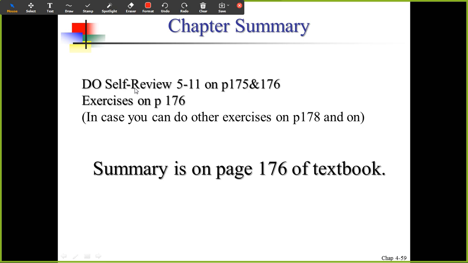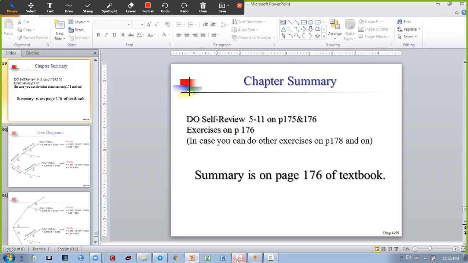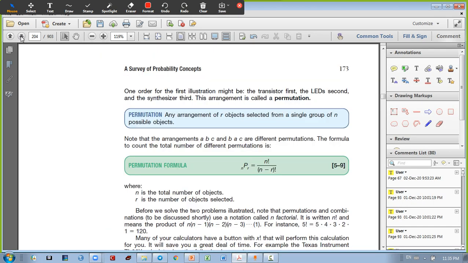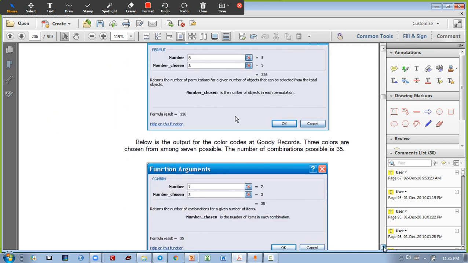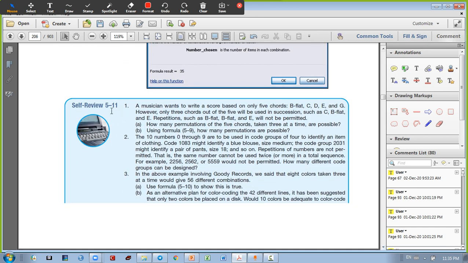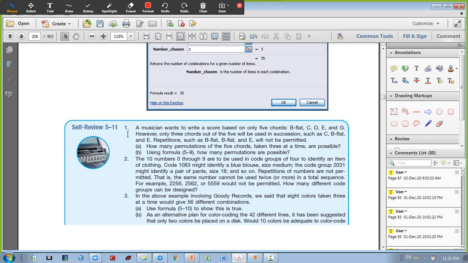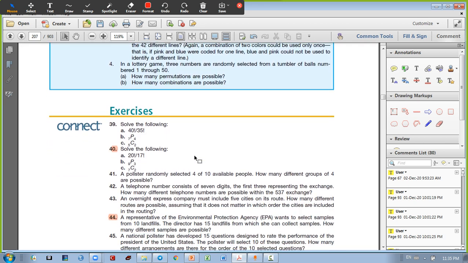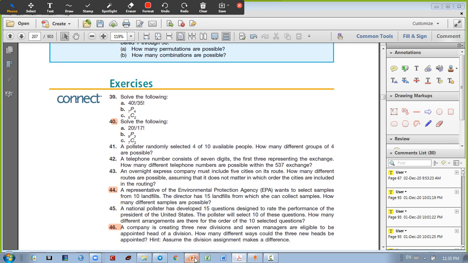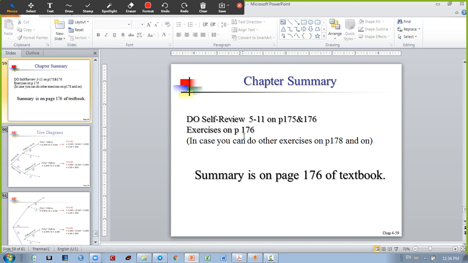Okay, so now we come to the last of chapter 5. Before finishing chapter 5, go to self-review 5.11 on this page and the exercise on page 175. Yes, this one. It's a little bit longer. Okay, self-review 5.11 is longer, so you can study it on your own. And the exercise for homework is on page 176.